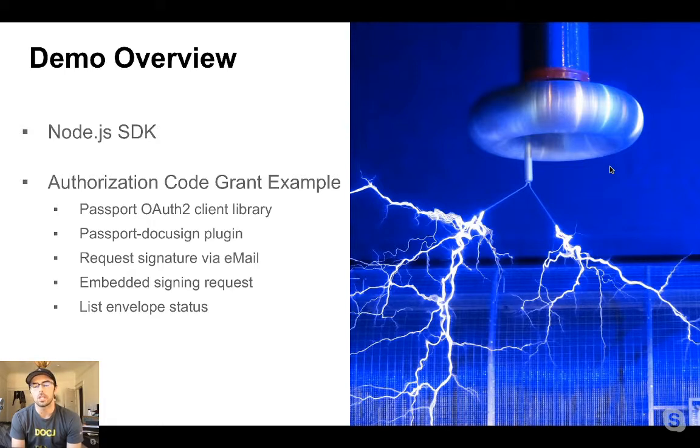And then the three use cases that I'll be showing in this presentation are the request signature via email, which I mentioned previously, also the embedded signing flow, and then also one cool throw in, the list envelope status call and the return response object from that call as well. So without further ado, one last slide.